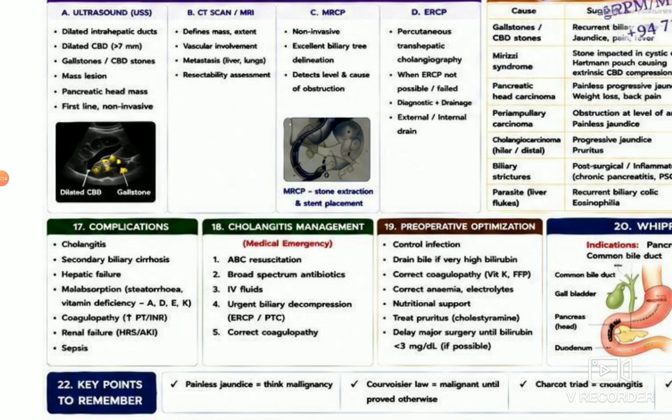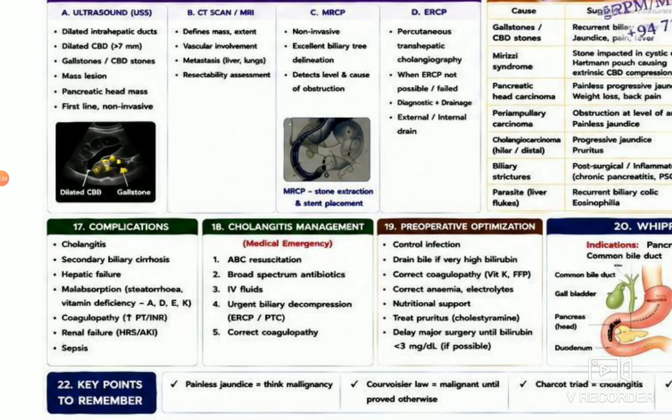Now let's discuss the management of cholangitis properly. Remember, ascending cholangitis is not just infection, it is infection plus obstruction. So, antibiotics alone are not enough. Why does cholangitis become dangerous?